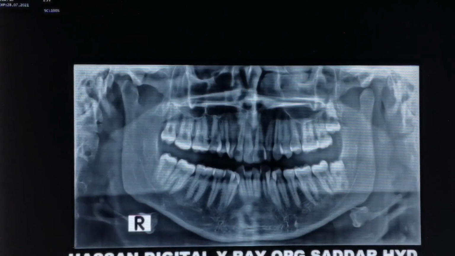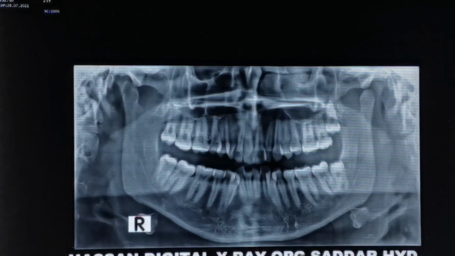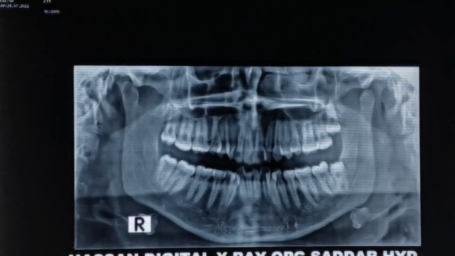Today we are going to discuss a certain type of X-ray called OPG, also known as orthopantomogram. In local language it is also called a full mouth X-ray. This is an extraoral type of radiograph which is widely used in the field of dentistry. Why are we opting for this kind of radiograph in our field?